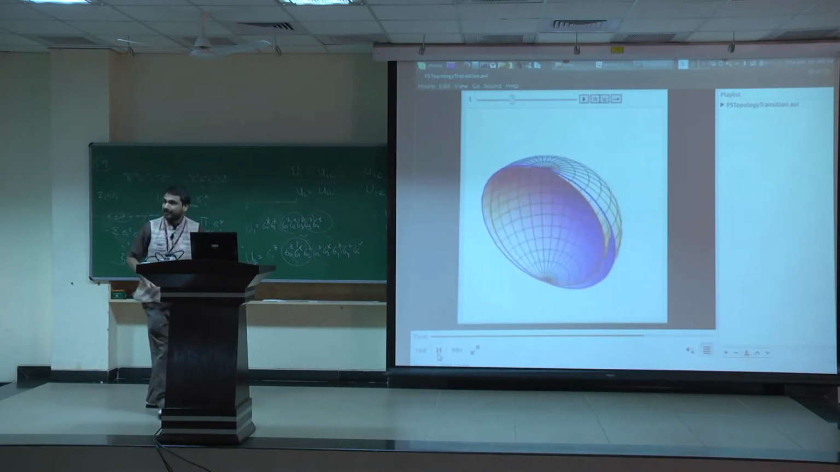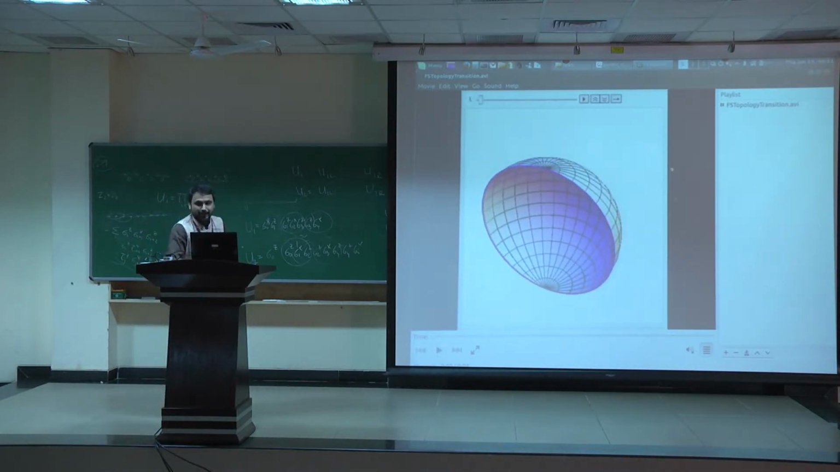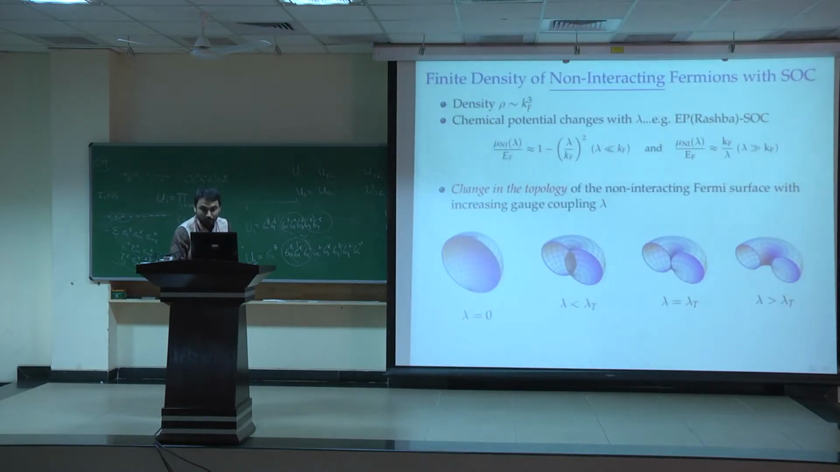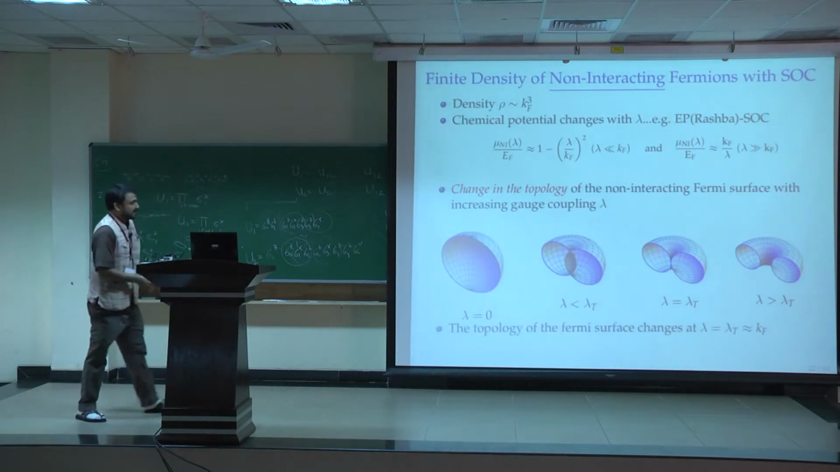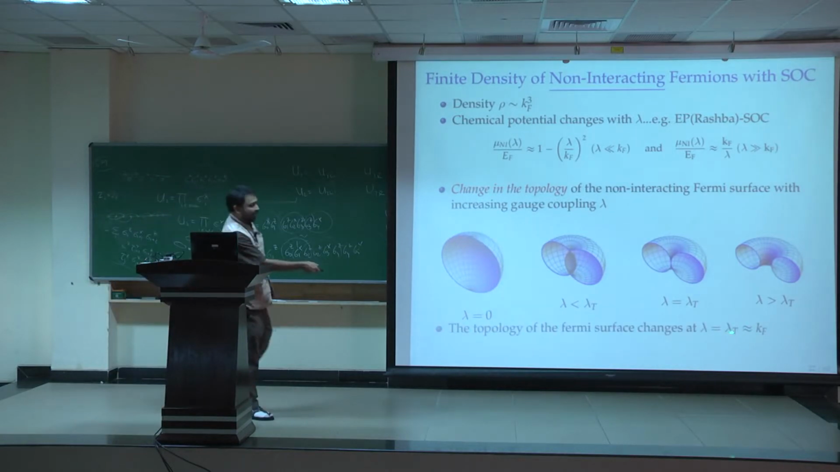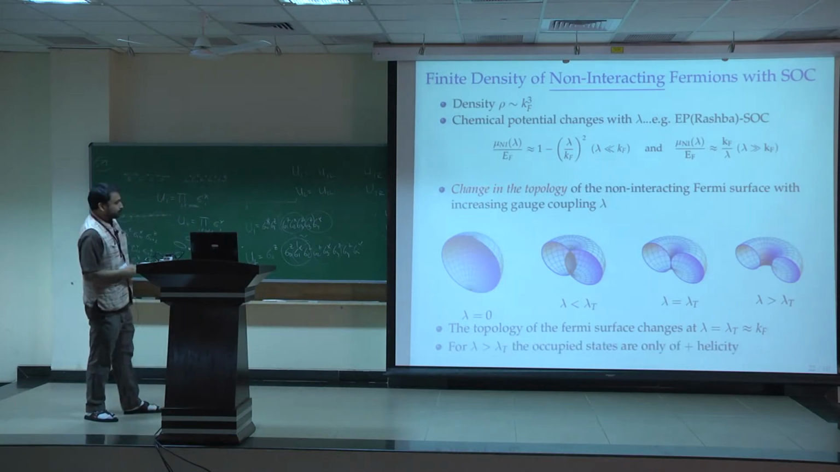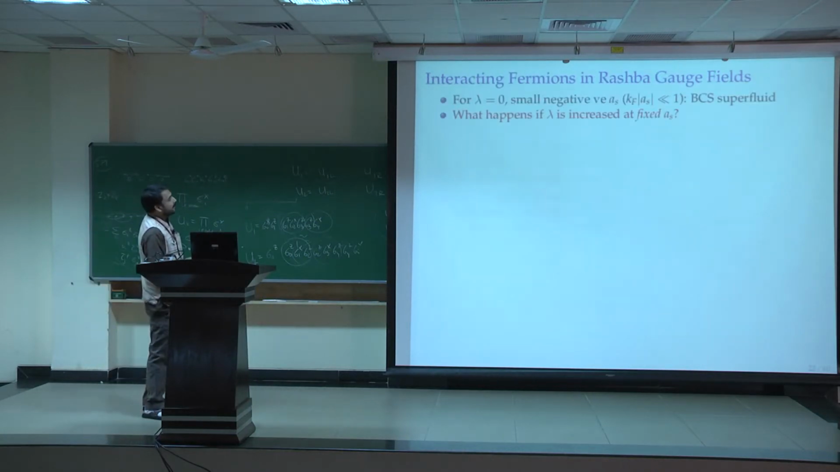Right? So there's a change in the topology of the Fermi surface. Okay. So this is what is underlying in the non-interacting system. This is what's going on in the non-interacting system. And this topology transition, of course, takes place when lambda is of the order k_F, because that's the only scale.